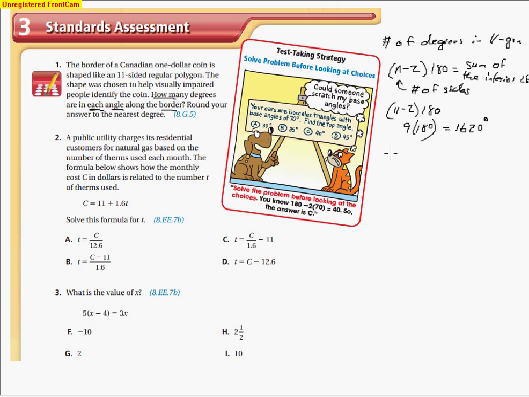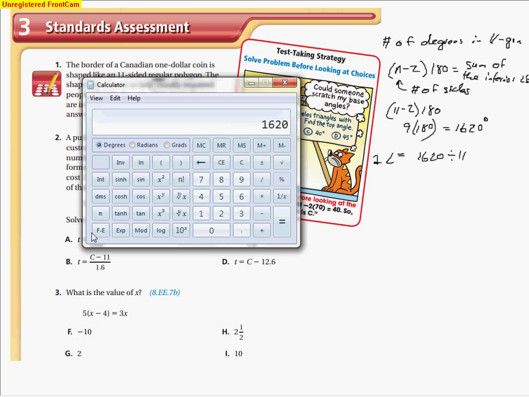Now I just want one angle, and I know all the angles are the same because it says that it's a regular polygon. Regular means every angle, or every side, is exactly the same. So I just take that 1620 and divide it by 11. So we'll go ahead and do that.